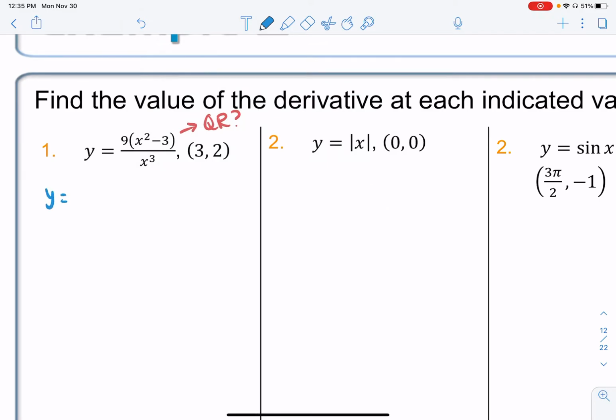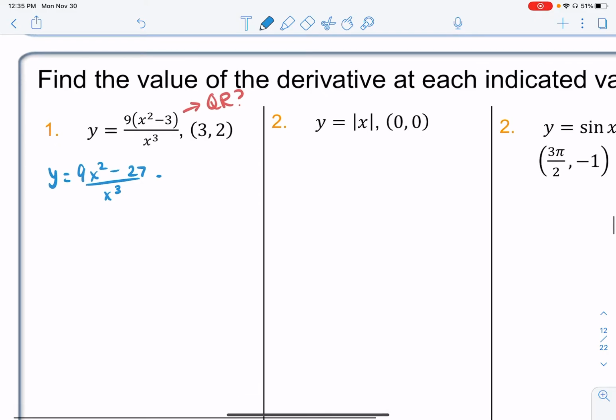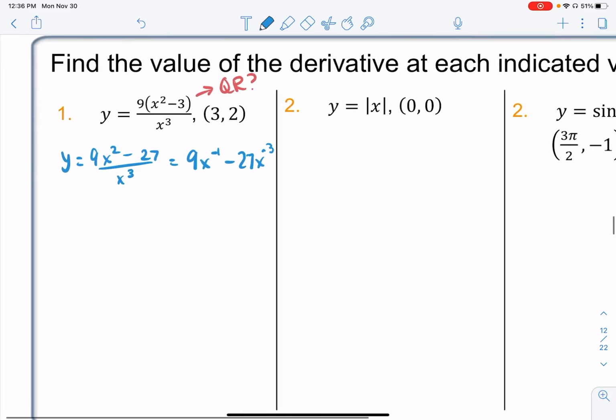So if I distribute the 9 through here, 9x squared minus 27, I'm going to divide both of them by x to the third, and I would have 9x to the negative 1 power, minus, not plus, minus 27x to the negative 3 power. All right, then I don't have to use the quotient rule on it. It might save me a little bit of time.